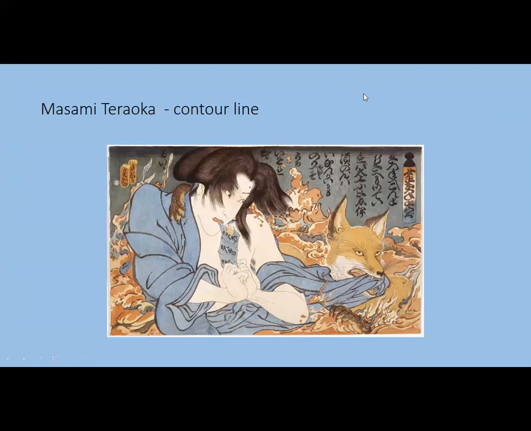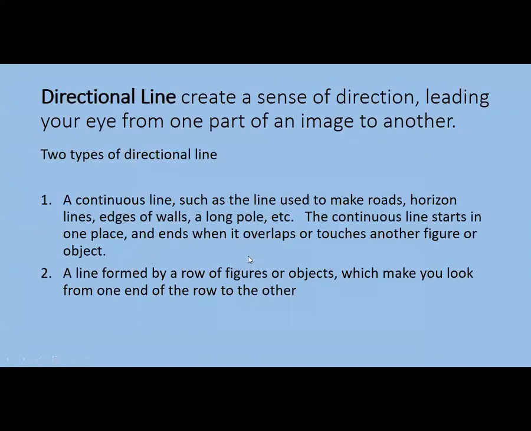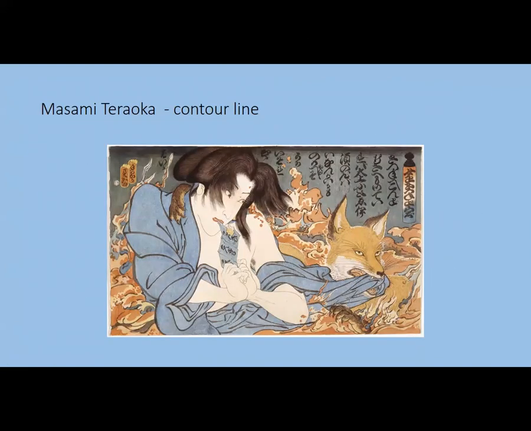Here's another instance by Masami Teraoka. He did a series of paintings during the AIDS epidemic in the 80s. This is a geisha whose robe is being pulled off by a fox. They're surrounded by fire, and she's frantically trying to open this package of condoms. So that's contour line. Contour line makes things look more three-dimensional. It goes around and flows within the object to describe details.